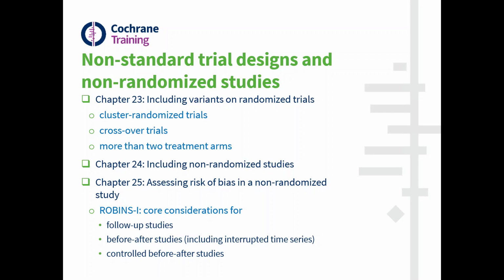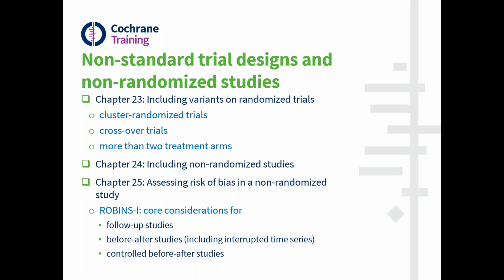And then after the updated chapter on non-randomized studies, we have a chapter dedicated to assessing risk of bias in non-randomized studies, which is a summary of the ROBINS-I tool published just over 2 years ago, that has been quite enthusiastically received. And we articulate some of the core considerations for follow-up or cohort studies, for before-after studies, including interrupted time series, and for controlled before-and-after studies.